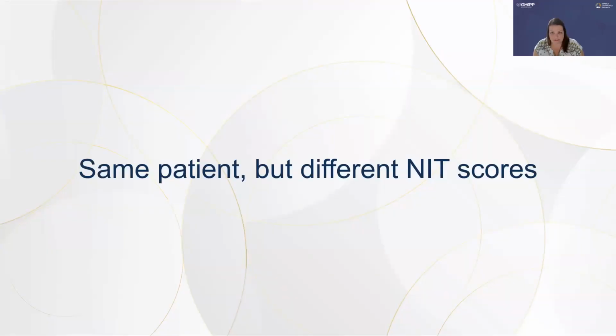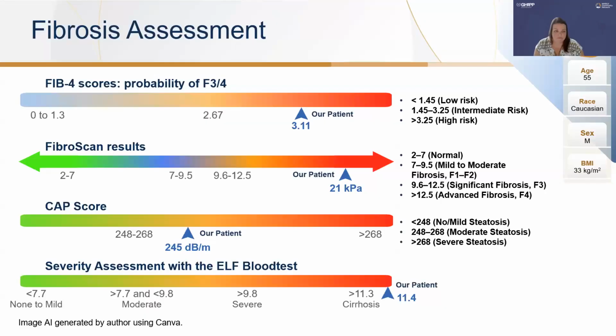Now we're going to take a look at his non-invasive testing scores, or his NIT scores. So similar slide to before. His FIB-4 is actually the same, so it's 3.11, which is again in that intermediate or indeterminate risk range. This time his KPA is very high, 21, so greater than 12.5 does indicate advanced fibrosis. His CAP score is in the moderate range, so medium amount of excess fat or steatosis. And then his ELF blood test is in the cirrhosis range with a score of 11.4.